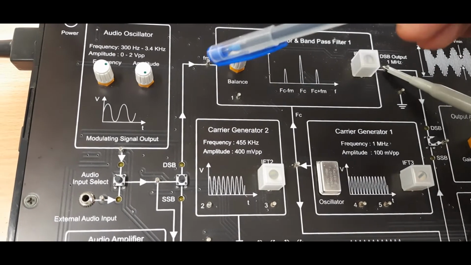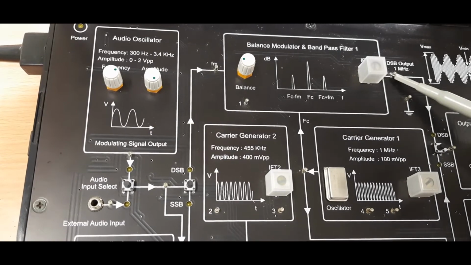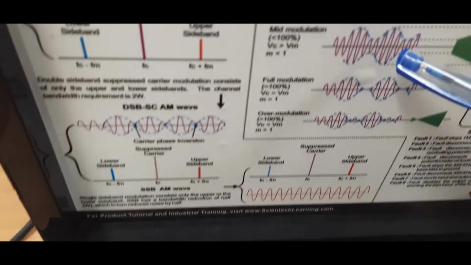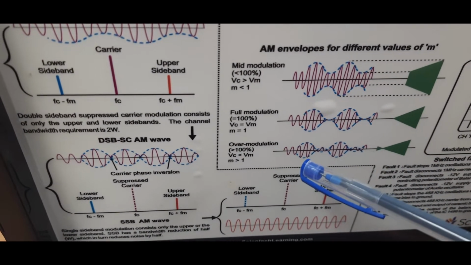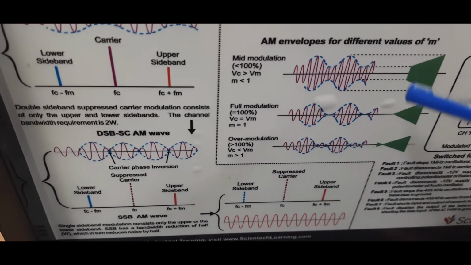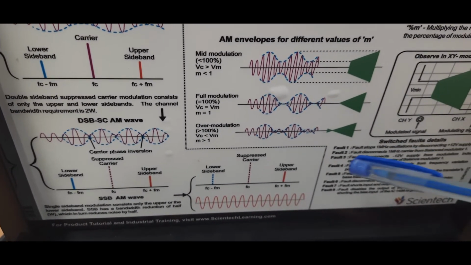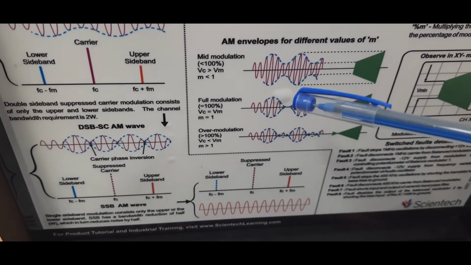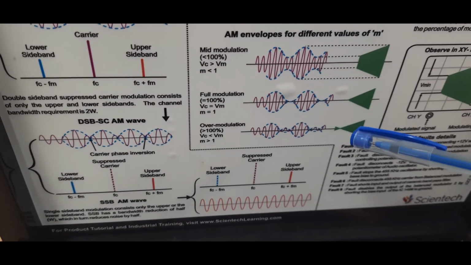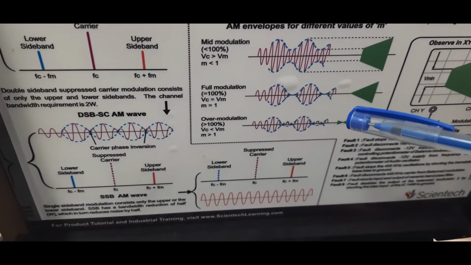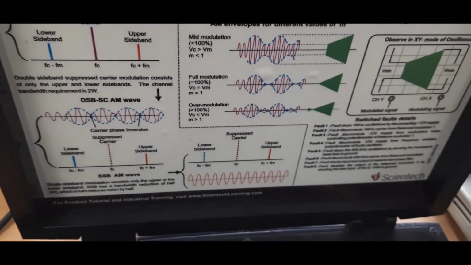Here both the carrier and audio input are applied, and by varying this pot or knob we set three different conditions: mid modulation, full modulation and over modulation. By using this technique we transmit the AM signal. From here we note all the data. Using this waveform we note all the data for finding the modulation index and check whether the condition is satisfied or not.